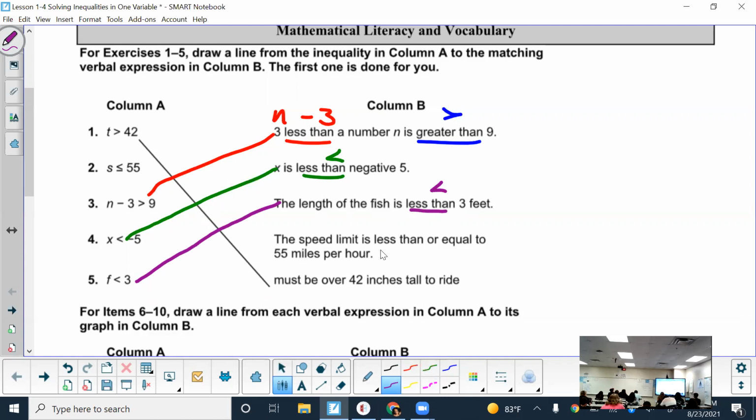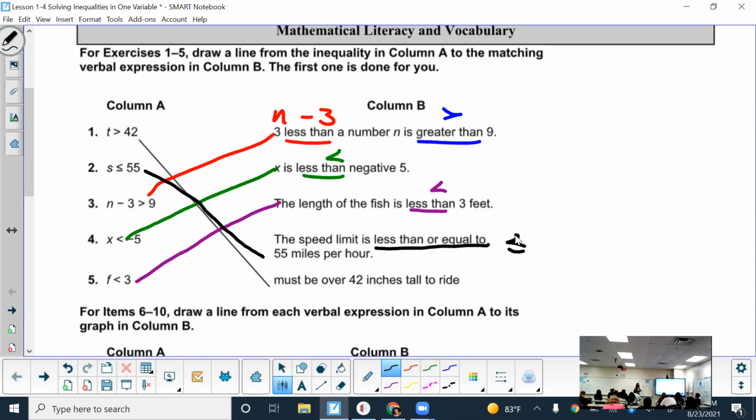The speed limit is less than or equal to 55 miles per hour. 2. Good. Now that one's a new symbol, right? Less than or equal to, so that's why it has a little line underneath it. So does that mean if you're going 55, are you speeding? If you're going exactly 55? No, you're not speeding. If you're going 56, are you speeding? Yes. So that's 55 is included in the answer.